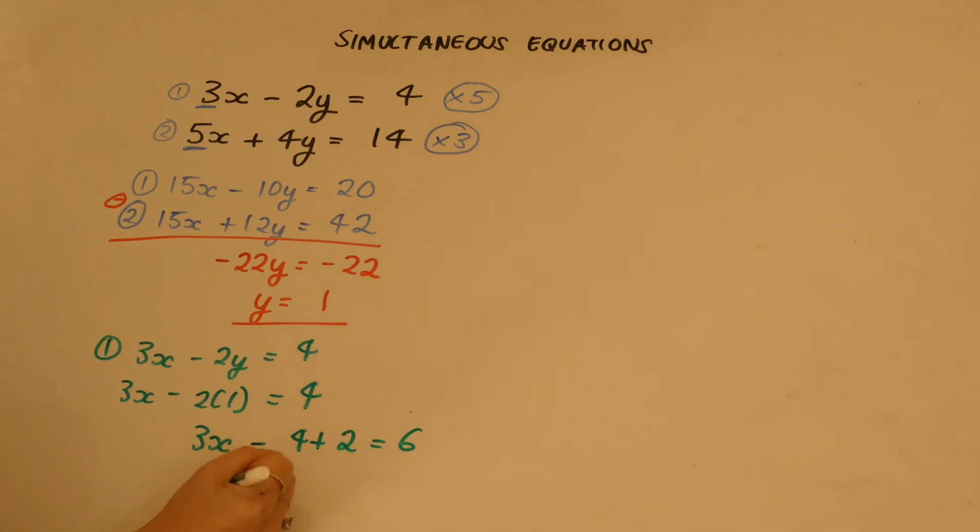To find x then, we just need to divide both sides by 3, so we get 6 divided by 3, which is 2. So the value of y is 1 and the value of x is 2.